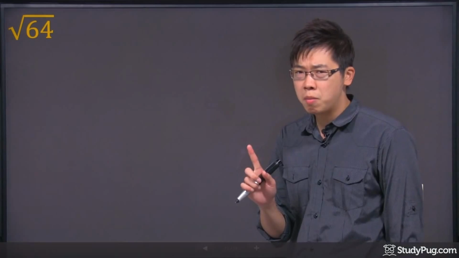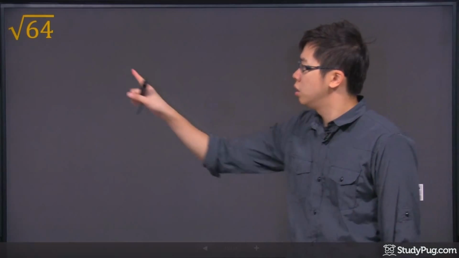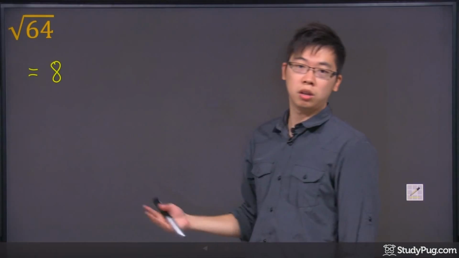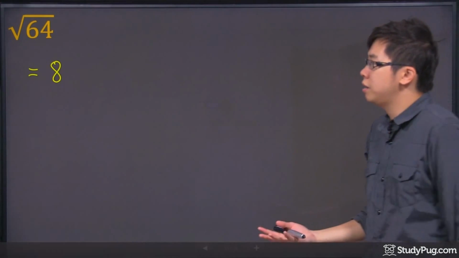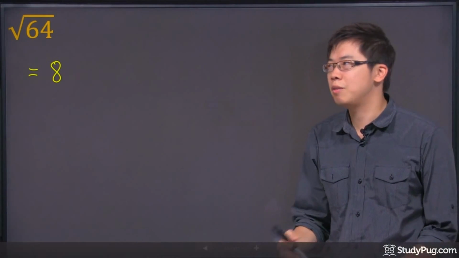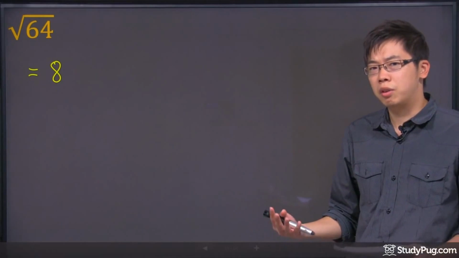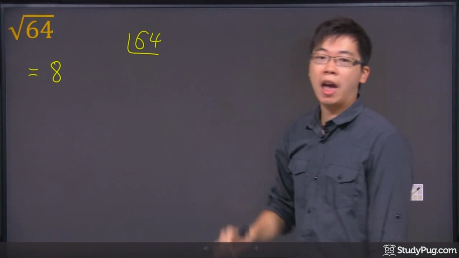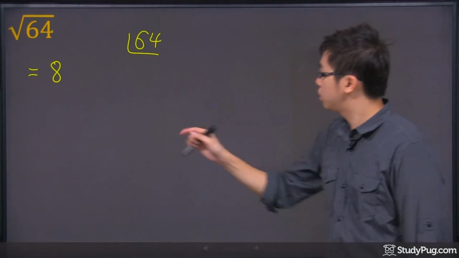Now, if you do remember your perfect square numbers, the root 64 is just 8, because 8 times 8 does give you 64. But let's say you don't remember any perfect numbers. So how do we do this from scratch? What you do is you find out all the prime factors of 64. So let's go ahead and do that.